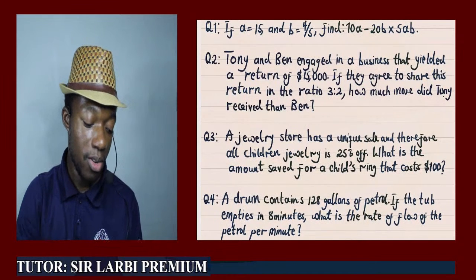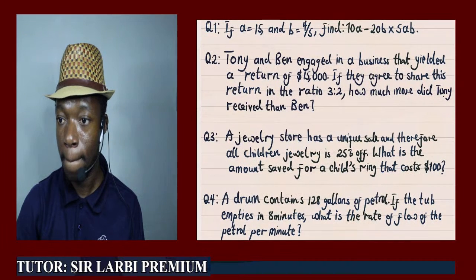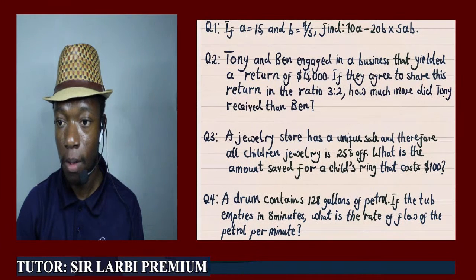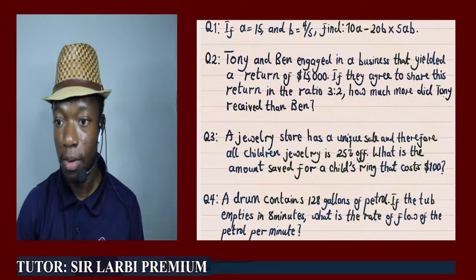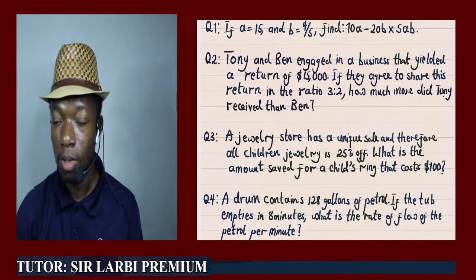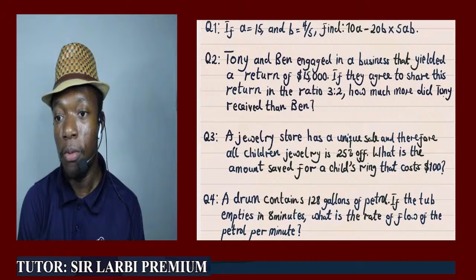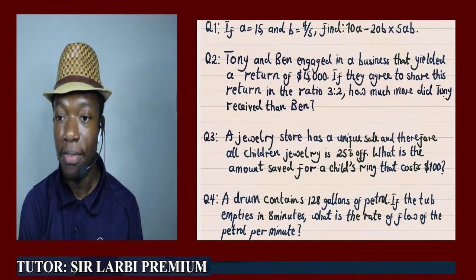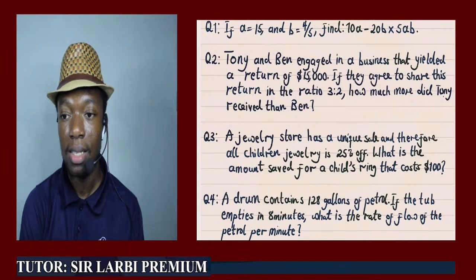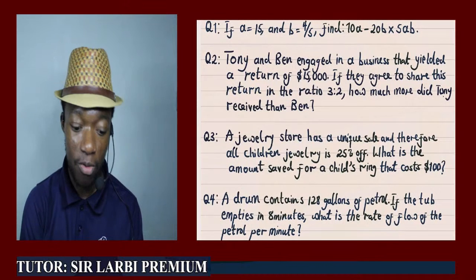So we have a question here. Let me read from here. It goes like: if a is equal to 15 and b is equal to 4 over 5, find 10a minus 20b multiplying 5ab. This is just an overview part. So how do we go?